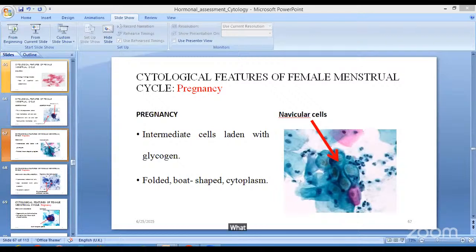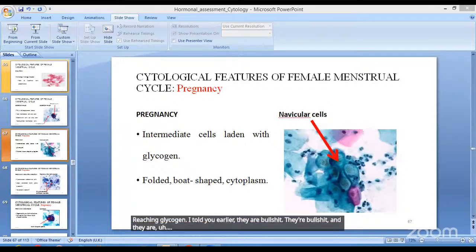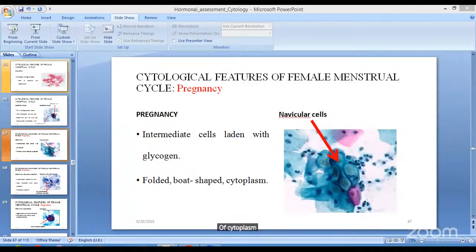Pregnancy. What you see is navicular cells. Navicular cells, they are intermediate cells, rich in glycogen. I told you earlier they are boat shaped. They are boat shaped, and their cytoplasm edges are thick, and it's called molding, thick, like a boat.